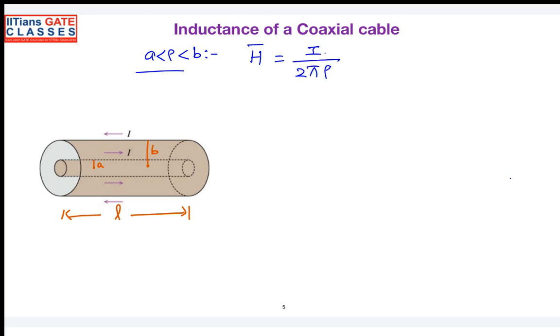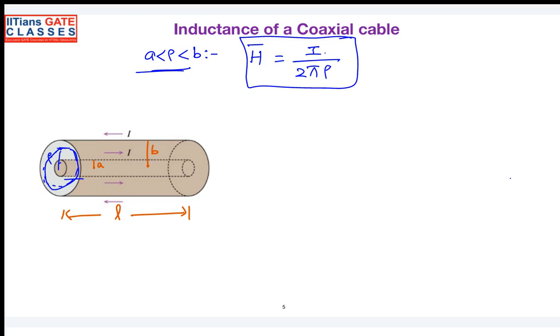If you consider any point somewhere here at a distance of rho, I have told you to assume an imaginary Gaussian loop and find out what is the current enclosed. The current divided by the circumferential length is nothing but the magnetic field intensity. Since we have already done this exercise, I will take this equation straight away. So between A and B, you will have this magnetic field.